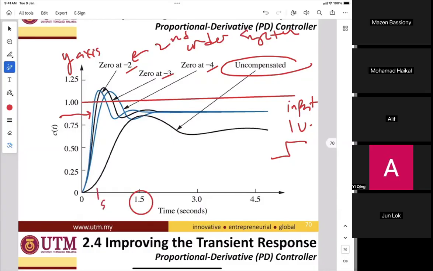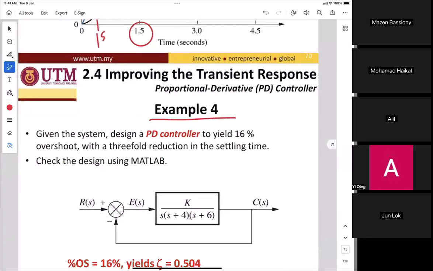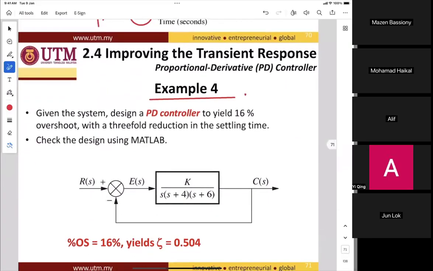Okay, below 1 second. So example 4: given the system, design a PD controller to yield a 16% overshoot with a threefold reduction in the settling time. Check the design using MATLAB. So for this figure, you need a graph. I will share you the graph.